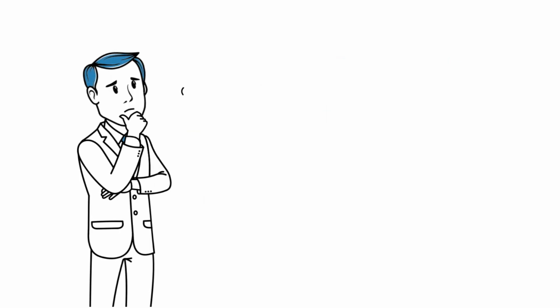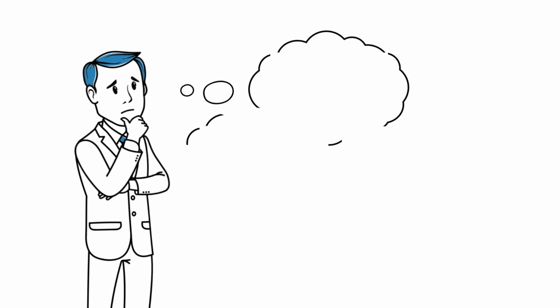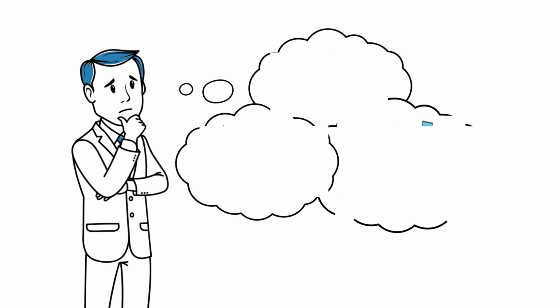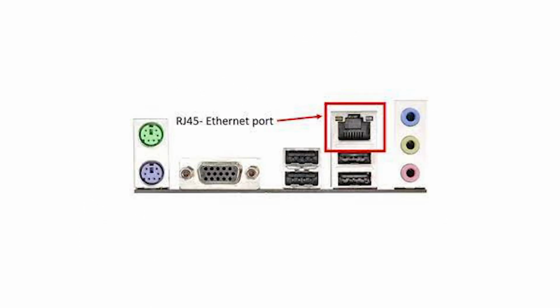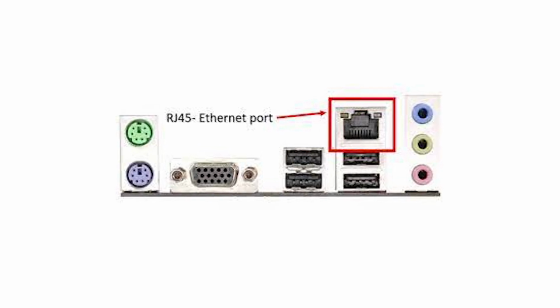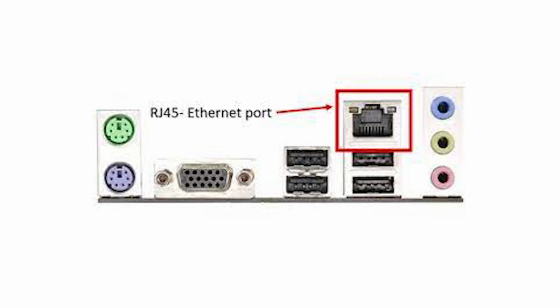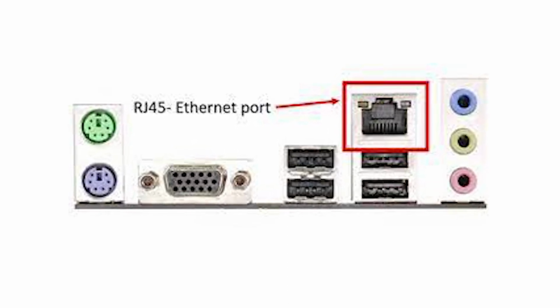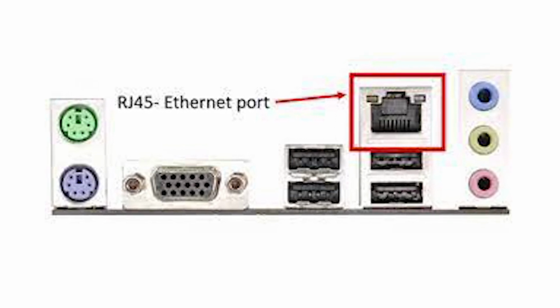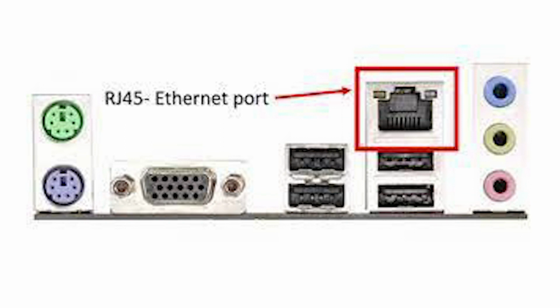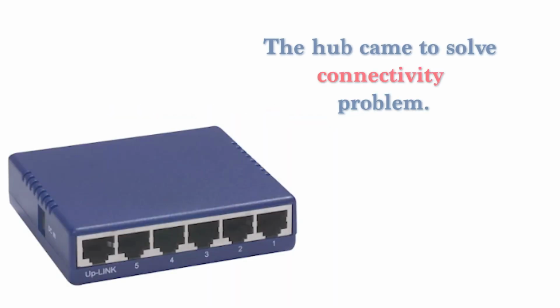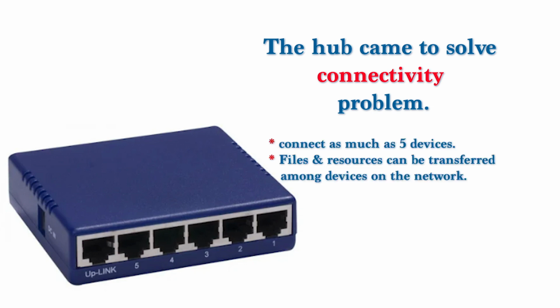Let's look at it. What if the devices were more than two? Let's say three. When these devices are already directly connected and they only have one interface card, they are limited to one card, and so three devices cannot be directly connected. The only way to connect more than two devices together was to provision a device that can have more than one interface card, a device that can have more than one RJ45 port. That led to the creation of the hub. The hub came to solve connectivity problem. With a hub with 5 ports, you can connect as much as 5 devices together, and files and resources can be transferred amongst these devices that are on the network.